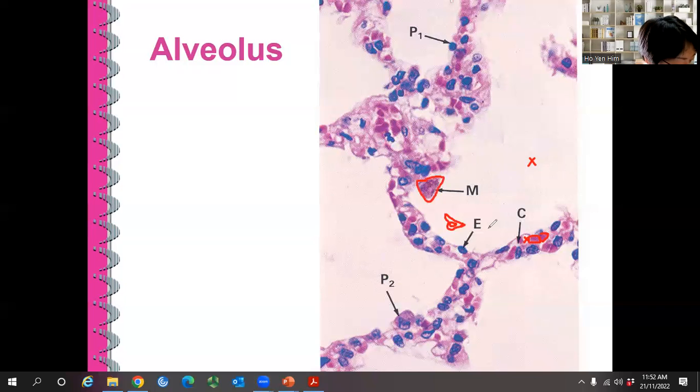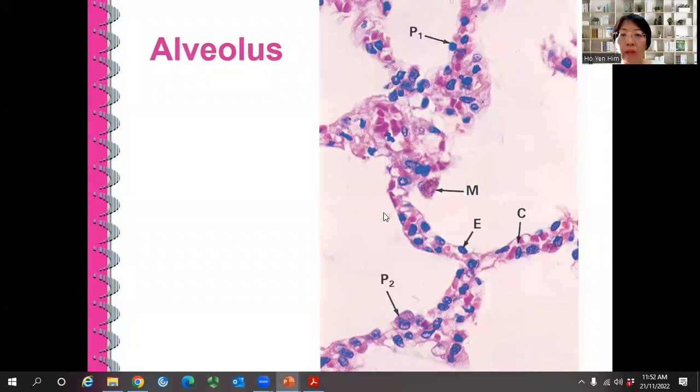Okay, they name it here phagocyte, which is a macrophage that has migrated out from the blood vessel. So it's a macrophage. Okay, so basically, these are the cells that you can find for the alveolus. So I want to show you another slide first before we move on.